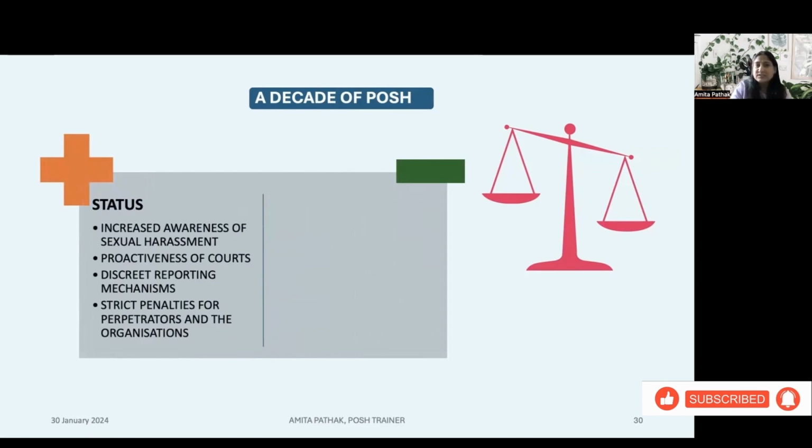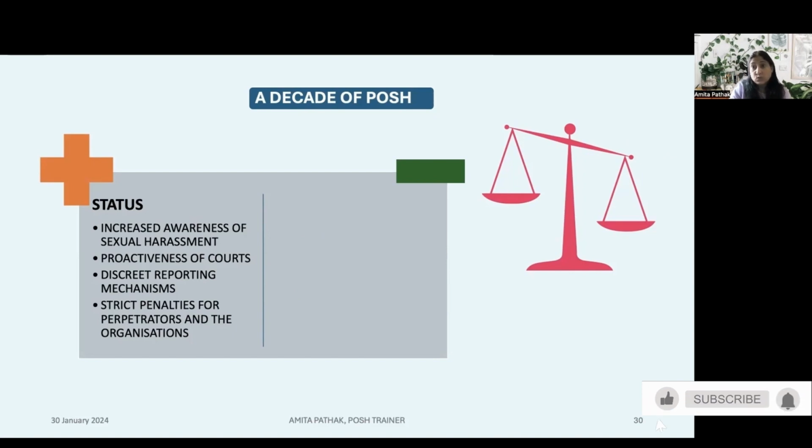During these 10 years, there is increased awareness of sexual harassment. Earlier, people thought that sexual harassment meant a case of rape or a serious attempt. But it's not like that. Sexual harassment means any unwelcome behavior. So there is increased awareness about sexual harassment.